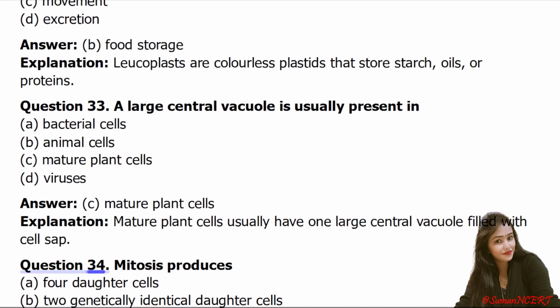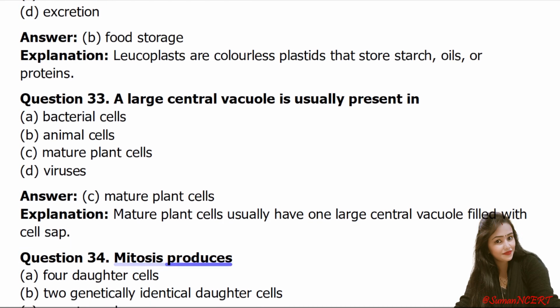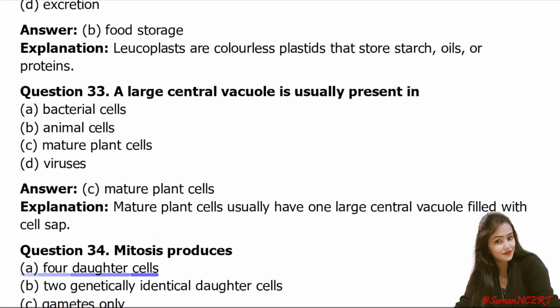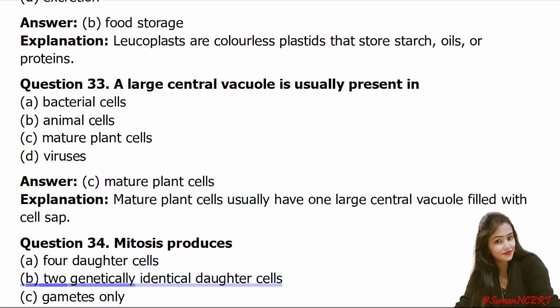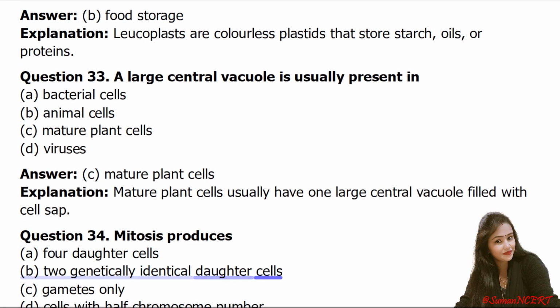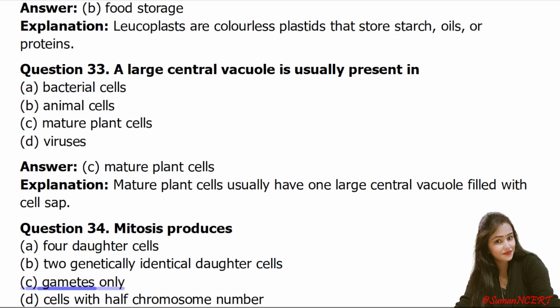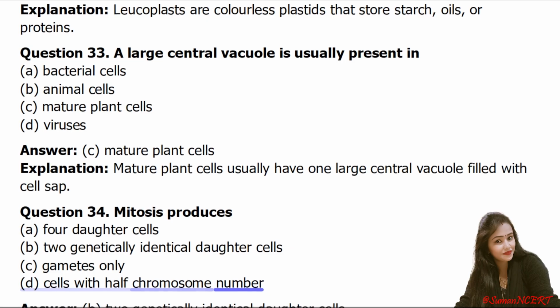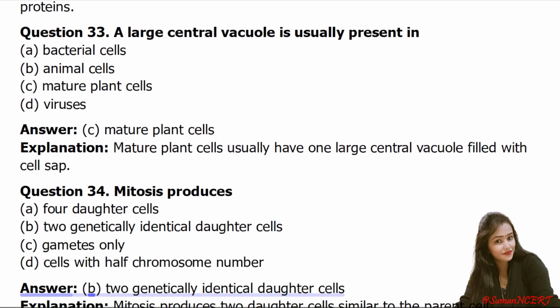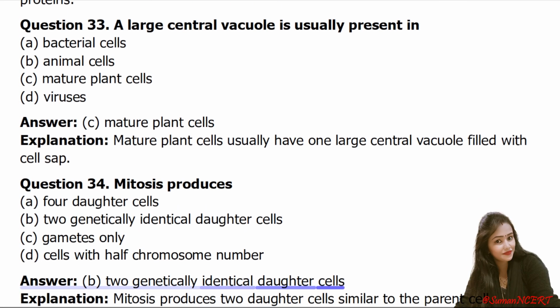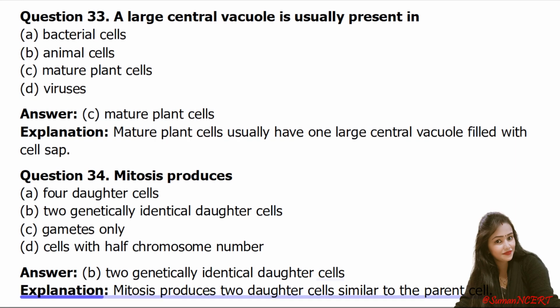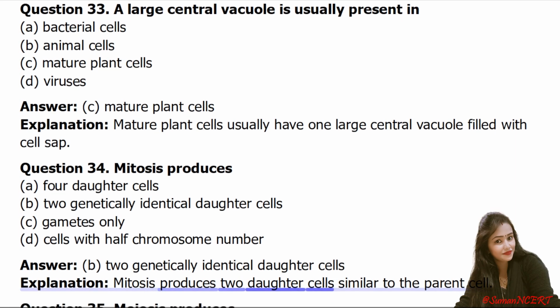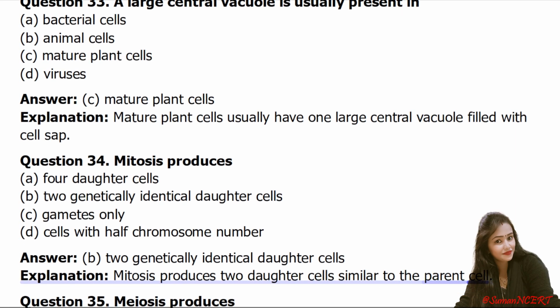Question 34. Mitosis produces A. 4 daughter cells. B. 2 genetically identical daughter cells. C. Gametes only. D. Cells with half chromosome number. Answer, B. 2 genetically identical daughter cells. Explanation: mitosis produces 2 daughter cells similar to the parent cell.